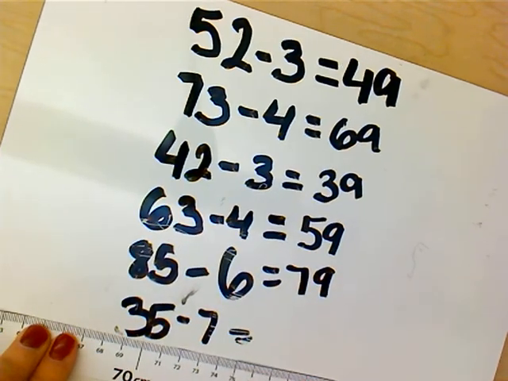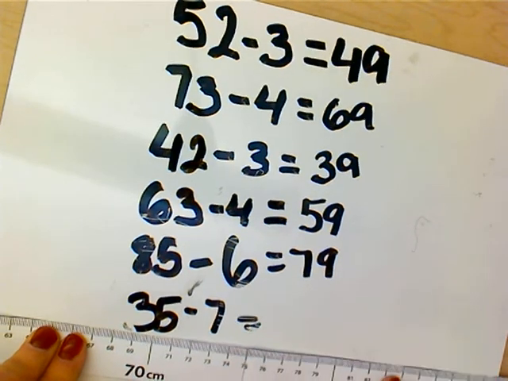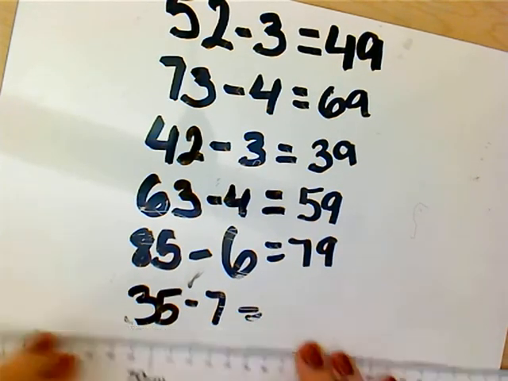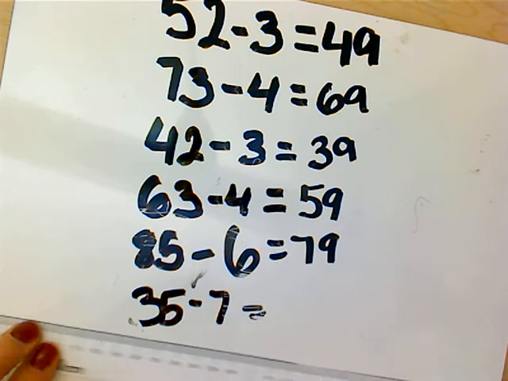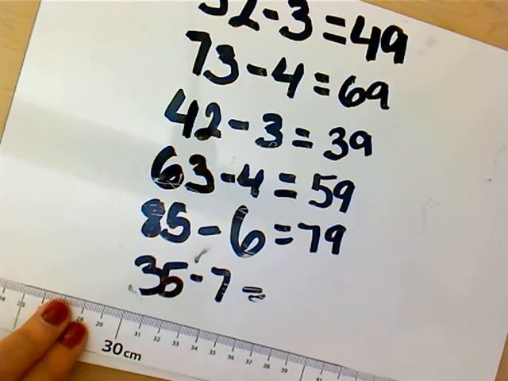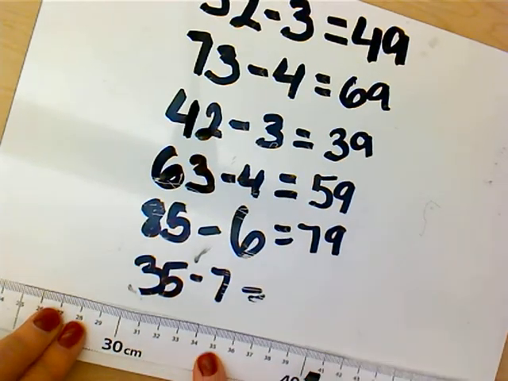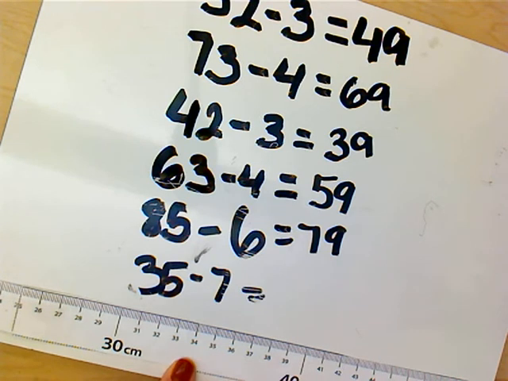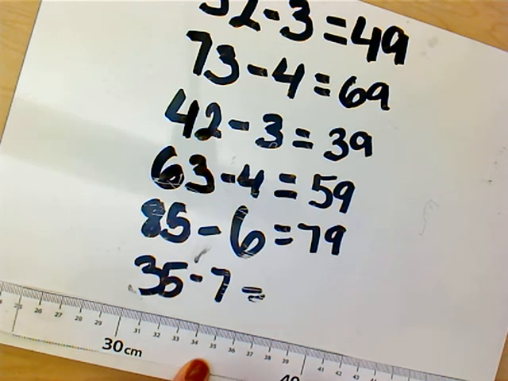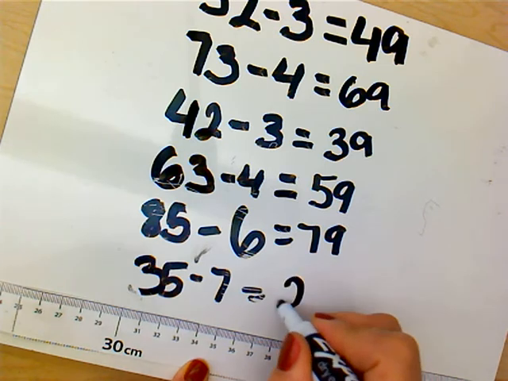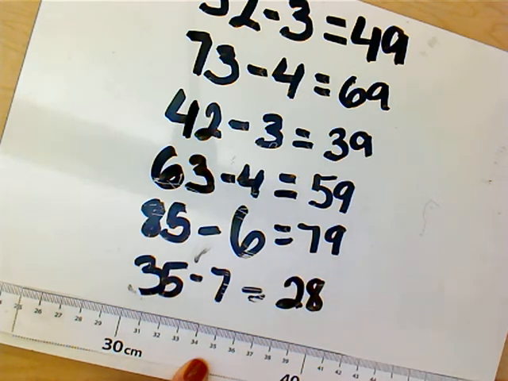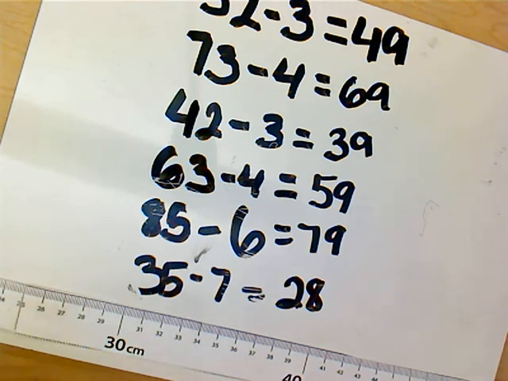And 35 counting back 7, would you give that a try? 35, so I got to get myself to 35. 35, and I'm going to count back 7. Use your number line on your meter stick to be able to find out what that would be. And hopefully you came up with 28. 35 counting back 7 gives you 28.